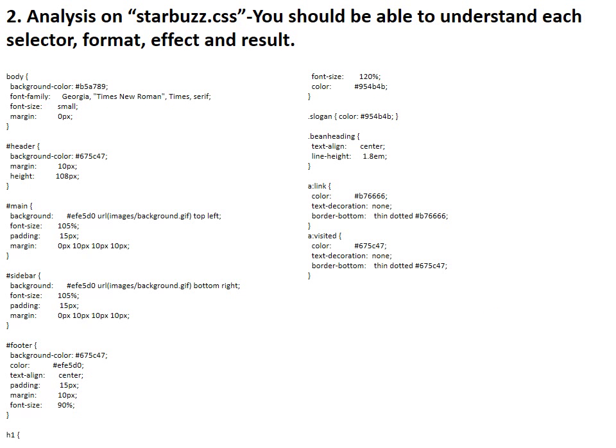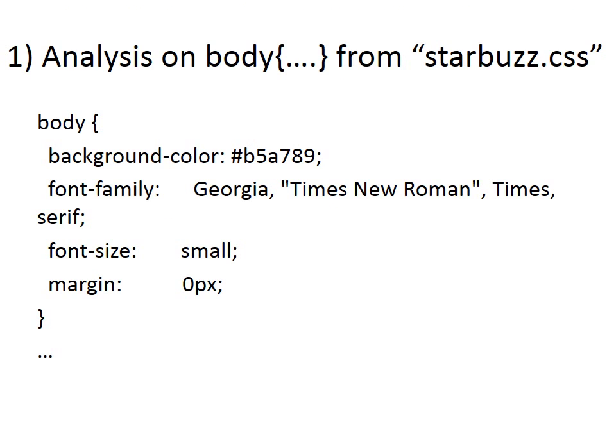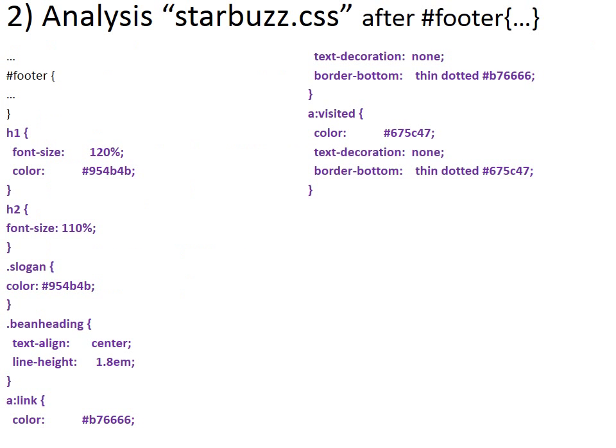In stopwatch.css, you should be able to understand each selector, format, effect, and result. Select body has a background color, font family, font size, and margin properties. After footer, there are heading 1, heading 2, class slogan, and bin heading. Then two pseudo classes, a link and a visited.